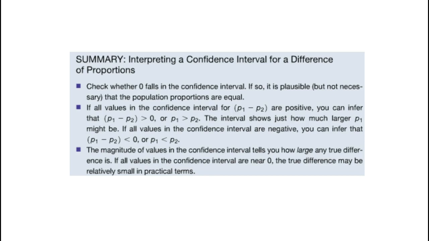In summary, we have the following from your book. We'll check to see whether 0 falls in the confidence interval. If so, it's plausible, but not necessary, that the population proportions are equal. We'll then look to see if the entire interval is positive or negative. And then the magnitude of values in the confidence interval tells you how large any true difference is. If the values in the confidence interval are near 0, the true difference may be relatively small in practical terms.